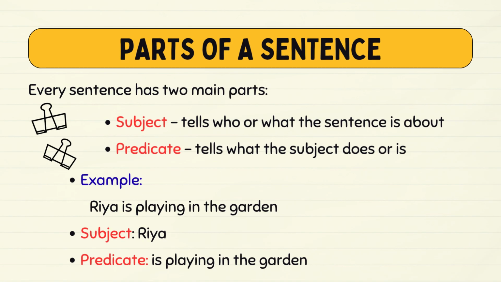Every sentence has two important parts, the subject and the predicate. The subject tells who or what the sentence is about. The predicate tells us what the subject does or what happens. For example, Meera is playing in the garden. Here, Meera is the subject and is playing in the garden is the predicate.